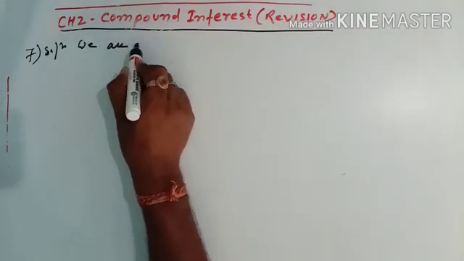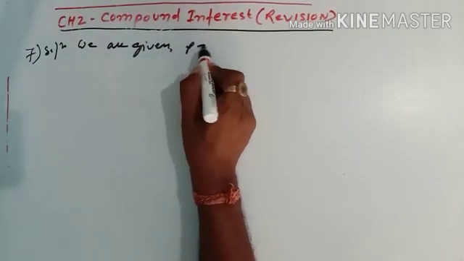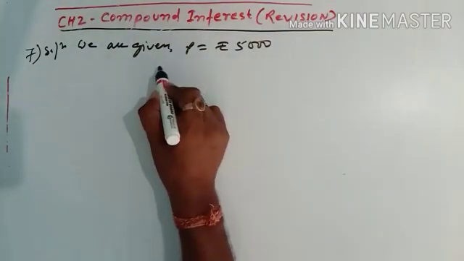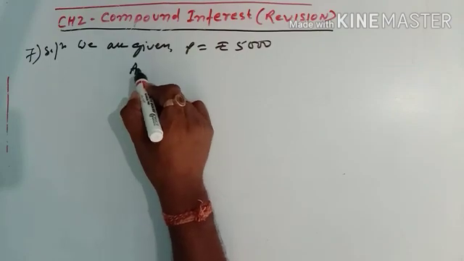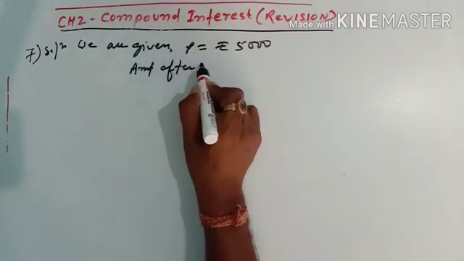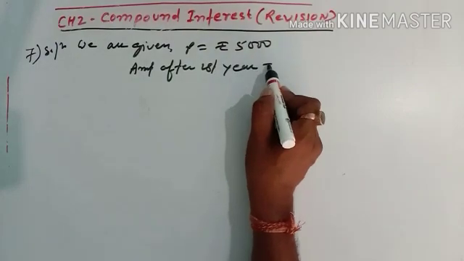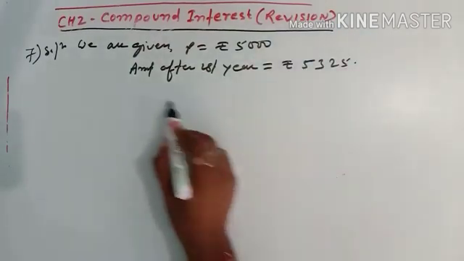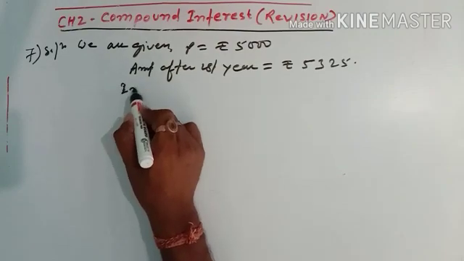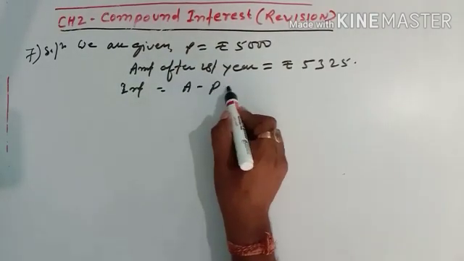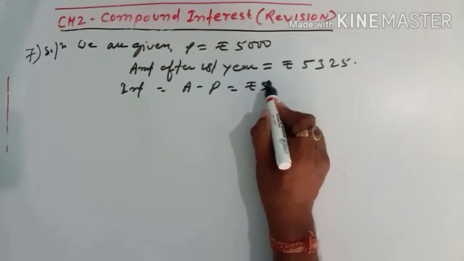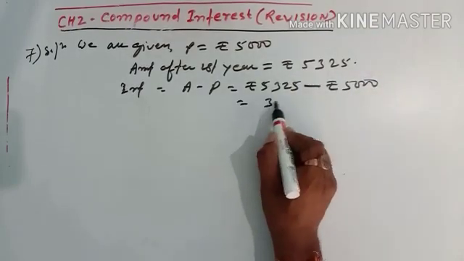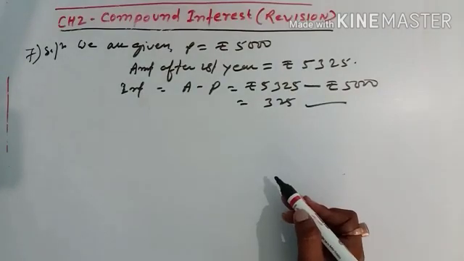So first, what are we given? We are given the principal, that is rupees 5,000, isn't it? And the amount after the first year, what amount he receives? He receives amount 5325. So simply you find the interest for the first year: amount minus principal. Amount is rupees 5325 and principal is rupees 5,000. So you will get 325. This is the interest for the first year.